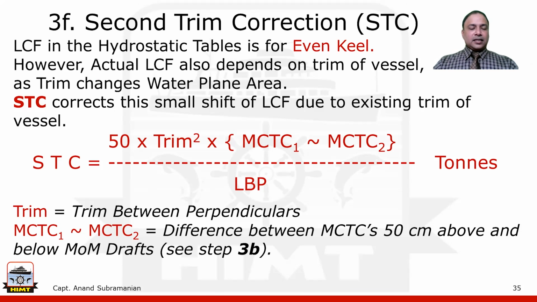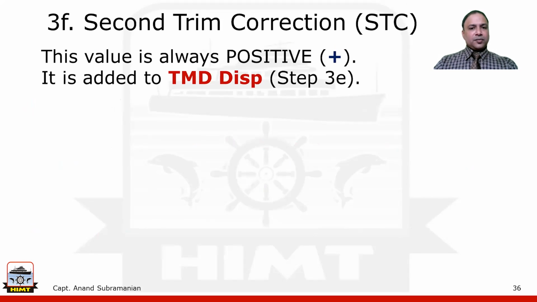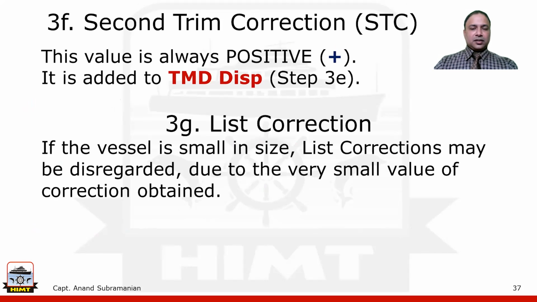So again, the second trim correction is equal to 50 times trim squared. The trim is the trim between the perpendiculars. MCTC1 and MCTC2 here are the difference between the MCTCs 50 centimeters above and 50 centimeters below the mean of mean drafts. Now this entity will always be a positive value. That means when you calculate MCTC1 and 2, always subtract the lower value from the higher value. There is no negative sign over here because the value will always be positive. So this value is always positive, and it is always added to the true mean draft displacement we obtained in step 3E earlier.